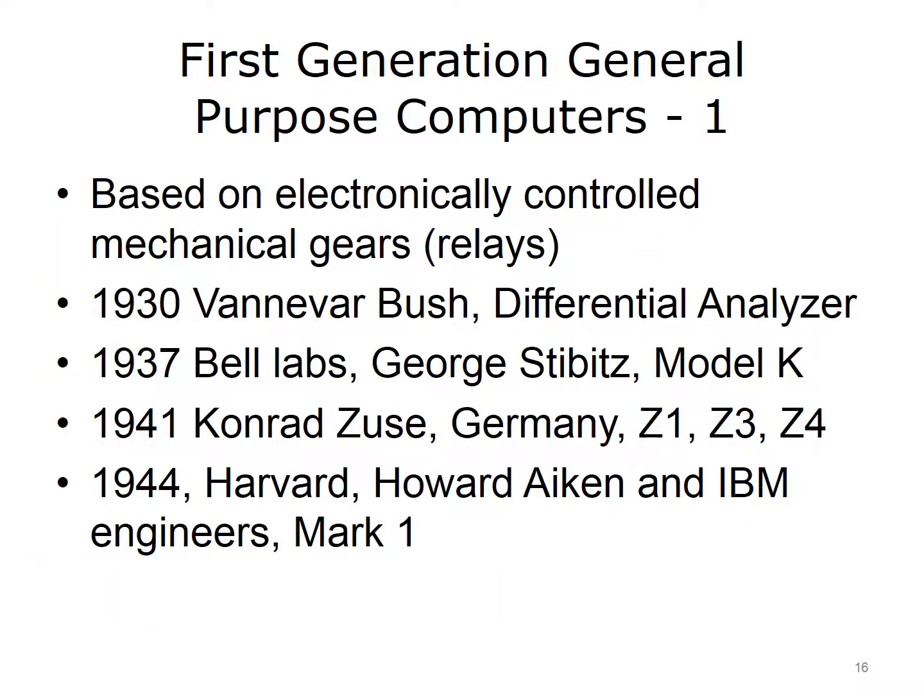In the early 20th century, several computers were developed that are now known as the first-generation general-purpose computers. General-purpose computers are used for a variety of different programs, provide a variety of different types of operations, and can be programmed. General-purpose computers are not created specifically for a single task. The first ones were based on electronically controlled mechanical gears or relays. There were several of these machines created at about the same time. The list on this slide shows the notable ones.